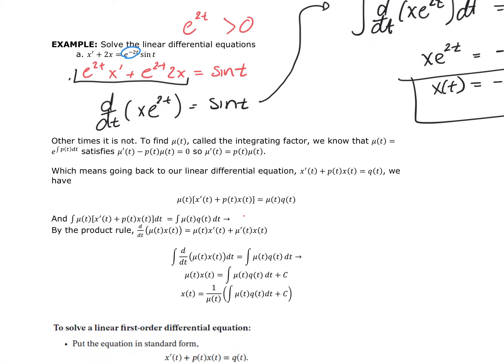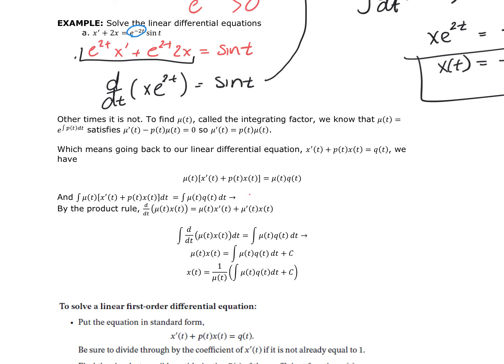Now, sometimes it's not going to be that easy. So we need to find this mu of t. It's called the integrating factor. Now we know that mu of t must satisfy e raised to the integral of p(t) dt, and also mu prime of t minus p of t mu of t has to equal 0. So we know that mu prime of t must be equal to p of t mu of t.